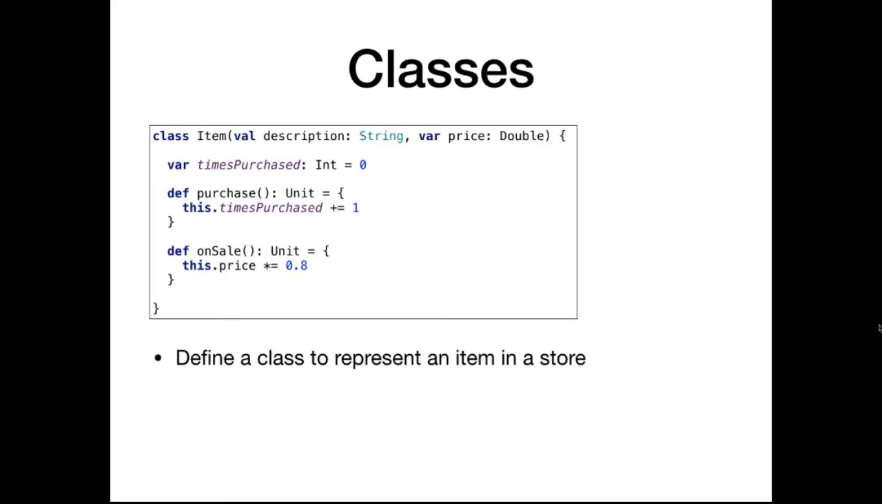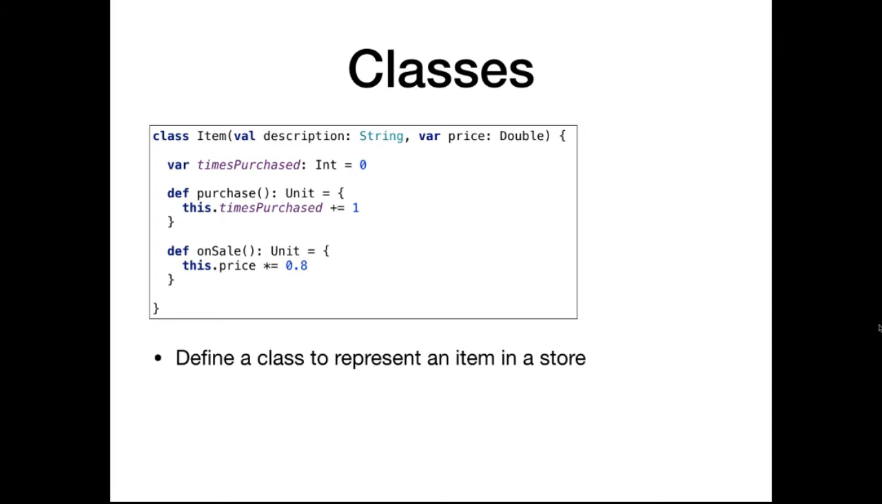So let's create a class. Say I have a store. I have a lot of different items in my store. I don't just want some object to store my items. Say I want to store description, price, and track the number of times purchased for an item. I don't just want one item type in my store.